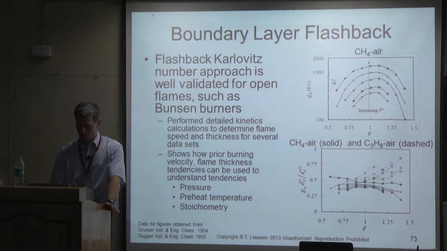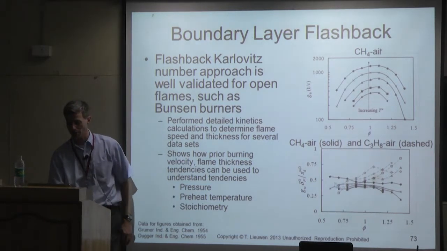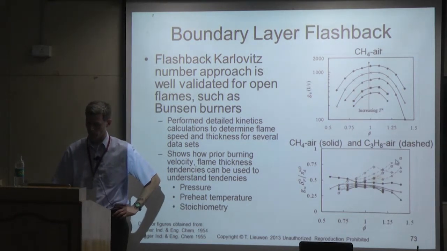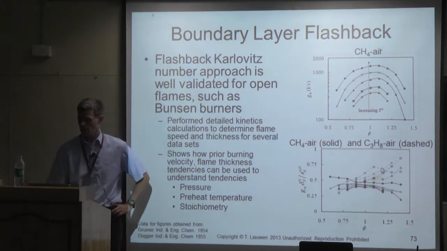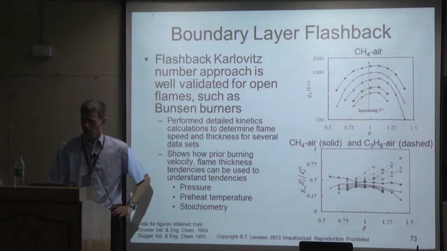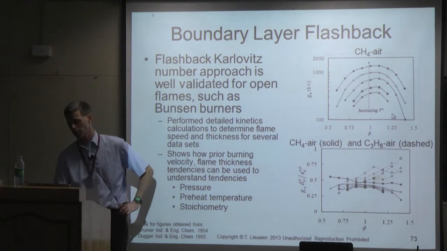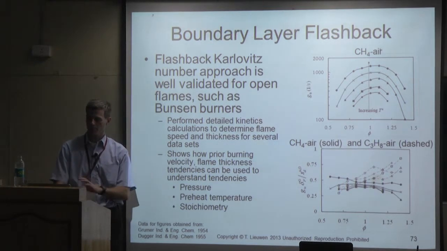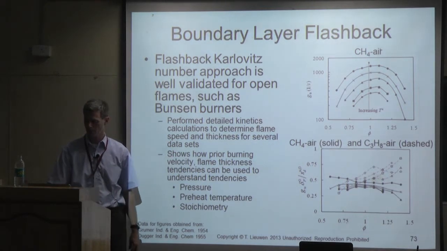We took their data. The solid lines are methane data. We're plotting that flashback Karlovitz number as a function of equivalence ratio, and you can see it's pretty darn close to being constant. The open symbols are for propane. We'll talk about that a little bit more later. But what it shows you is that just using some very basic scaling, you could collapse dependencies across a range of reactant temperatures or across a range of equivalence ratios using modern kinetic tools. Okay, so anyway, this is some classic data, open flames, Bunsen flames.